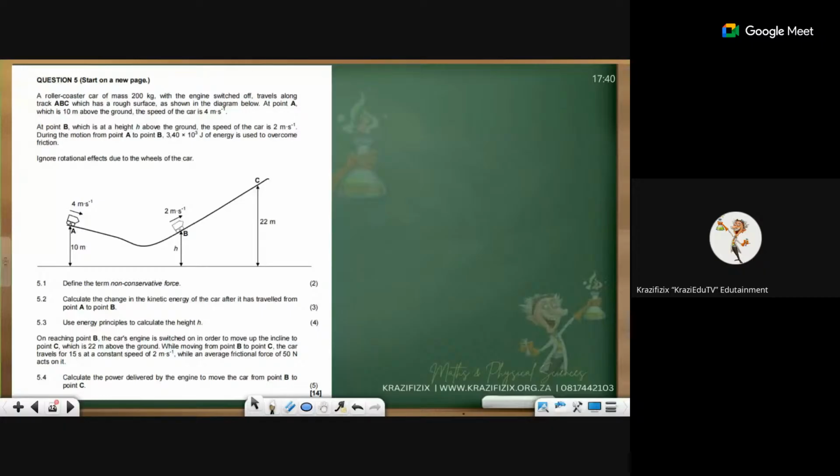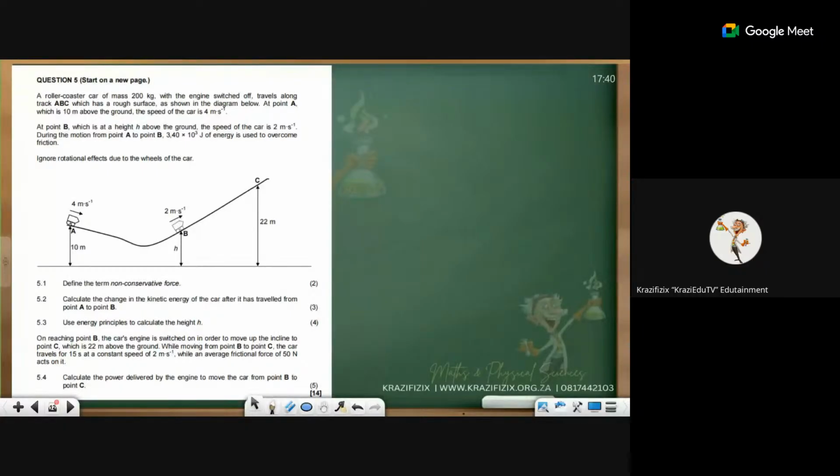Okay, let's look at this question together. Yeah, so I said the 5.4. The power delivered and the graph from point B to point C. So this is yours as well. Yeah. Okay, let's run through from the beginning so we can have an understanding of what's going on.